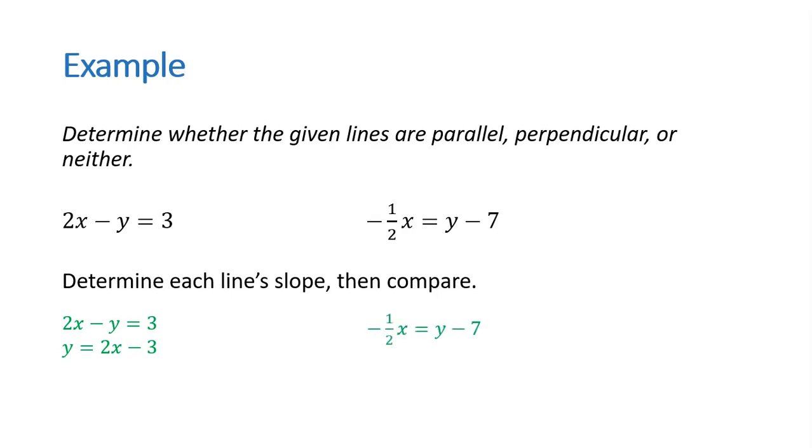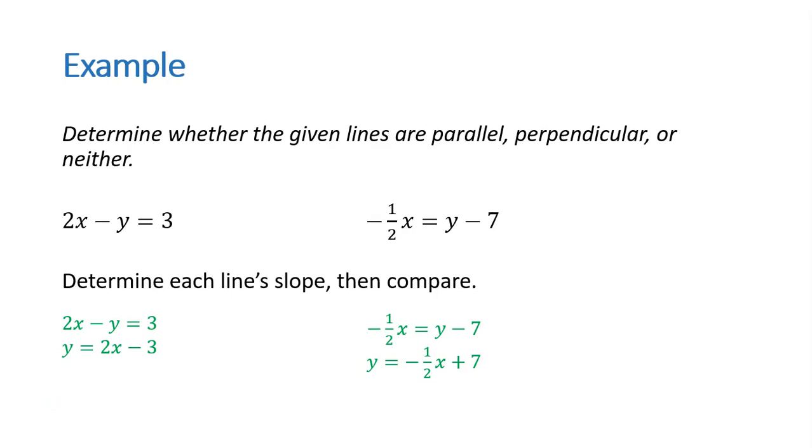Now let's look at the other one. So we need to get y by itself. This one we can do in one step. So there's a 7 subtracted from the y. If we add it to both sides, then we immediately have slope-intercept form. So y is equal to -1/2 x plus 7. So the slope of this line is -1/2.